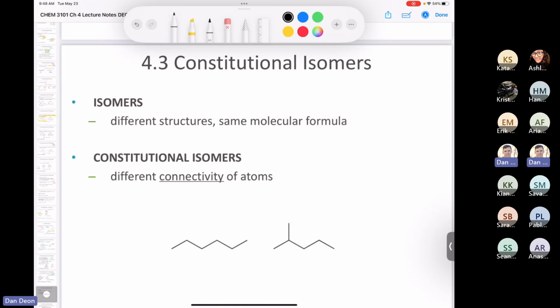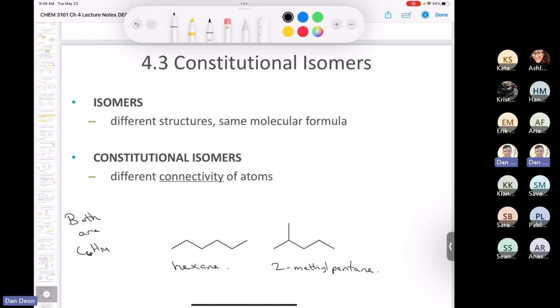Isomers are compounds that have different structures but the same molecular formula. So constitutional isomers differ in what? The connectivity of the atoms only. So if we look at these 2 molecules here, both are C6H14. They have the exact same molecular formula, but they have a different way of connecting the atoms, don't they? This compound is hexane, and this compound is 2-methylpentane.